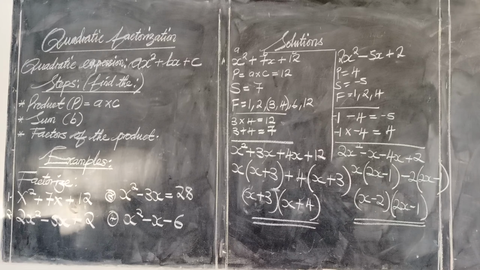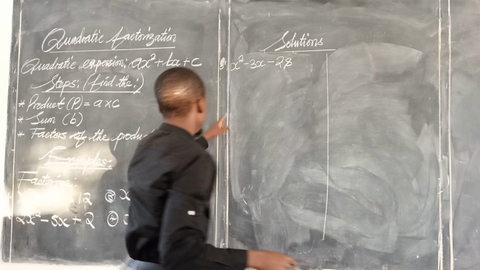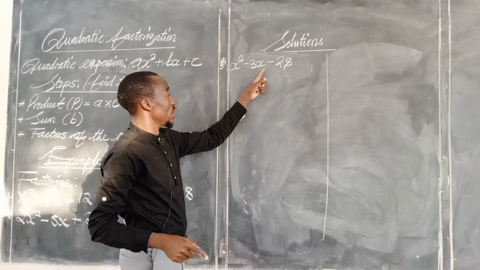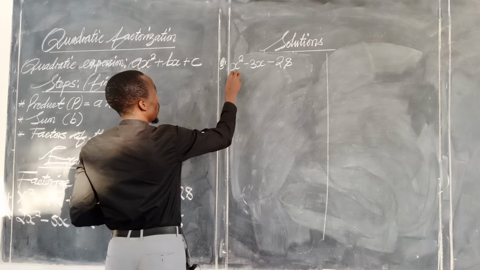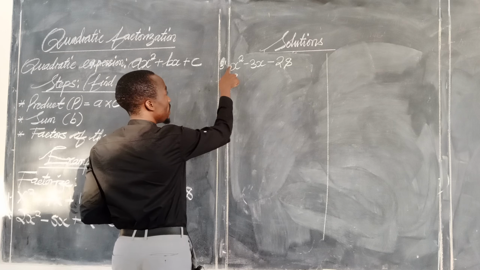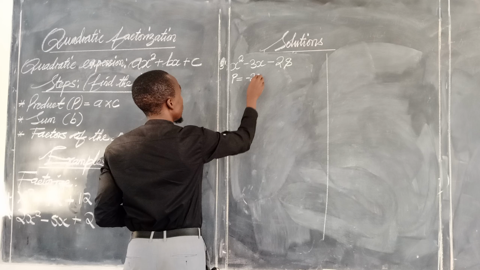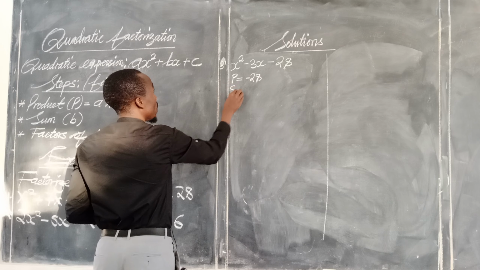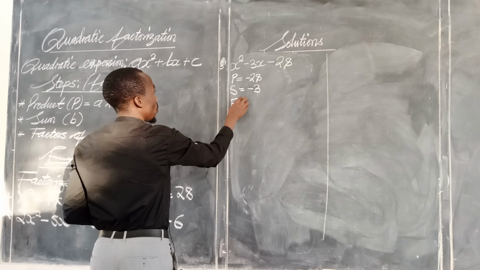Okay, so let's go and look at example number 3 and number 4. Example number 3: we have x squared minus 3x minus 28. So we look for the product. There's an invisible 1 here. So 1 times negative 28 will give us negative 28. The sum is negative 3.